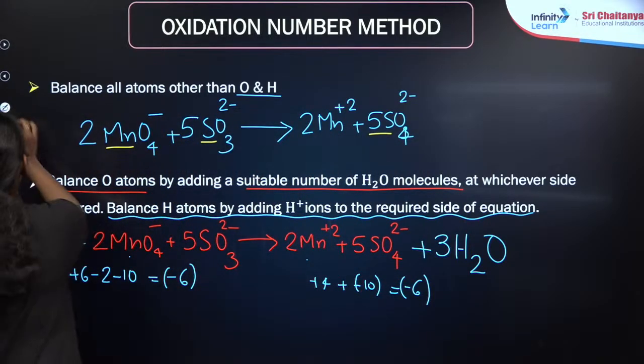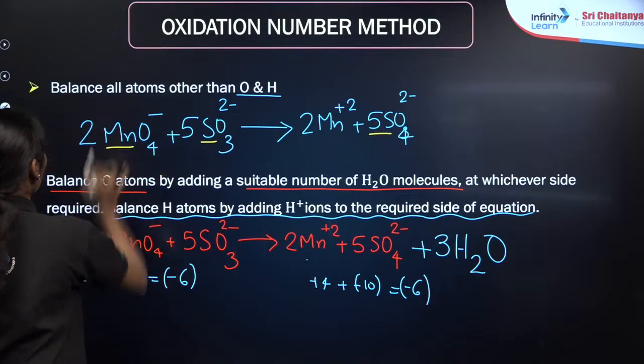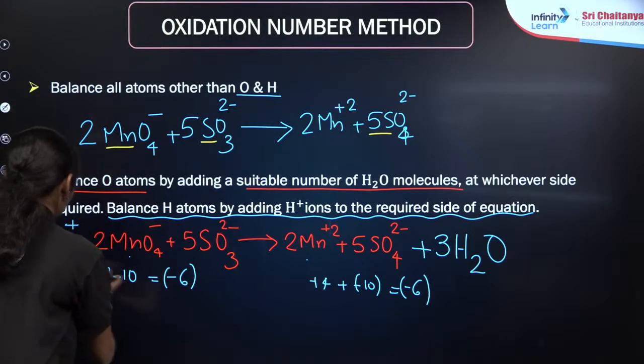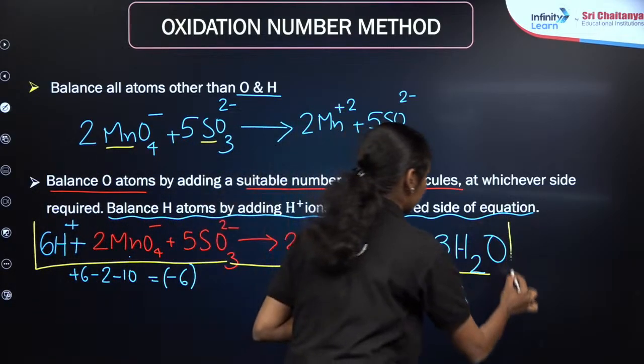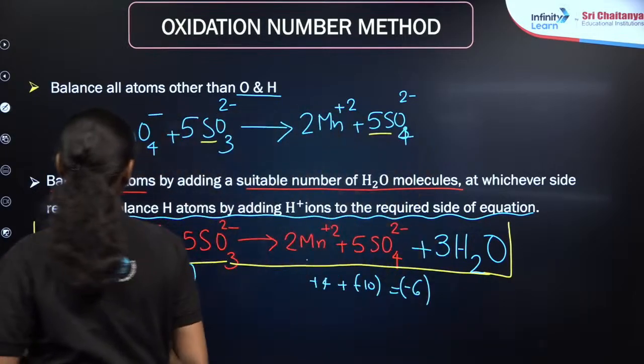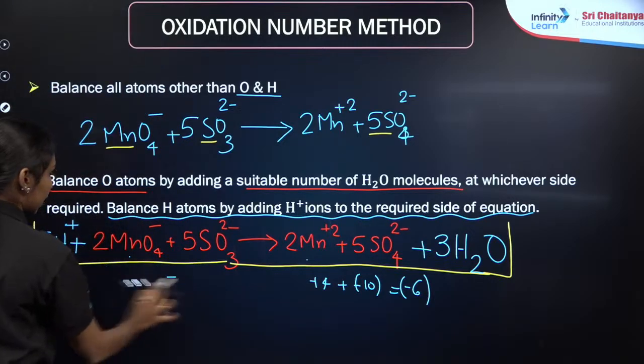So you can say that this one is the balanced chemical equation or balanced redox reaction for the particular equation, right? Okay. This is the balanced equation. Clear?